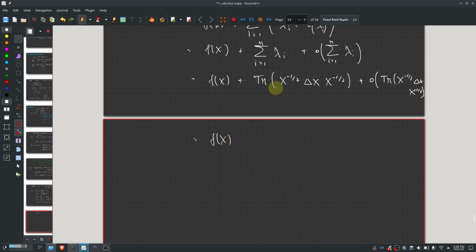So this is f of x. If a and b are symmetric square matrices, then what is trace of a times b versus trace of b times a? Yeah, they're equal, right? So trace of a times b is simply equal to the trace of b times a. Again, we're assuming that all of these are symmetric matrices. So trace of x to the minus half delta x, x to the minus half is the same as trace of delta x, or trace of x to the minus half times x to the minus half times delta x.